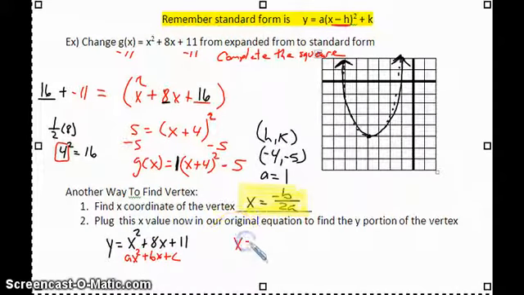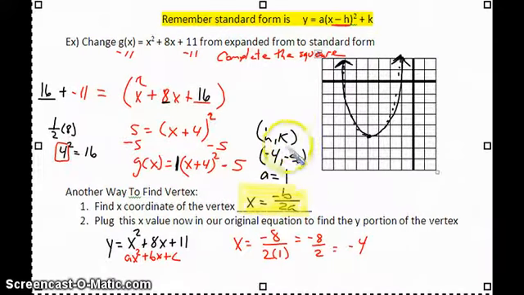So if I write my formula out, x equals negative b over 2 times a, where b is 8 and a is an imaginary 1. This becomes negative 8 over 2, and that becomes negative 4. And again, remember we had our x value, or the h value that we called it, was a negative 4, and so we get that also for our vertex.